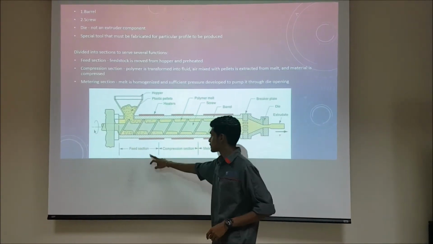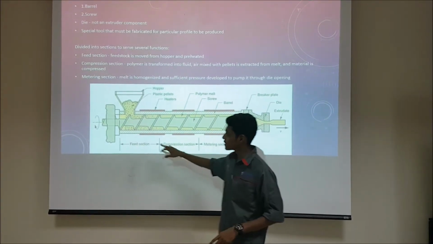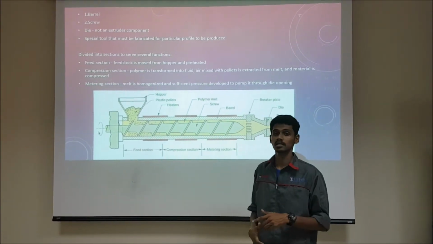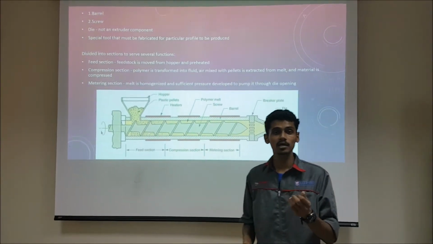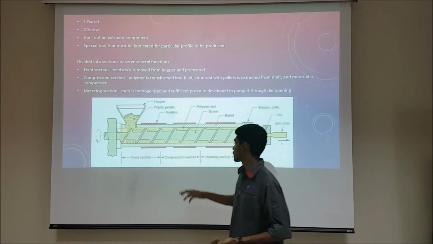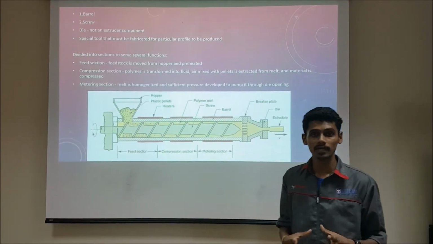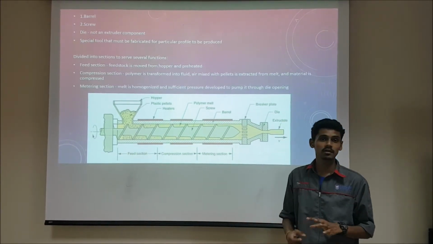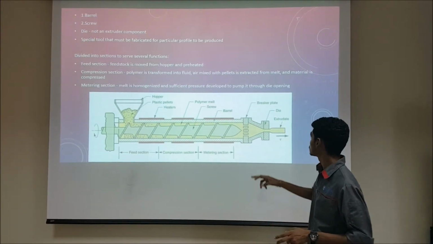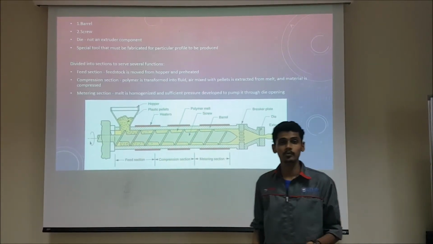Another one is the feed section, the compression section, and the metering section. The feed section is where the plastic is inserted in more of a powder form. In the compression section, it compresses the plastic into a more compact state, and in the metering section, it becomes a fully molten mass, after which it is let go into the die and extruded into the shape that we need.